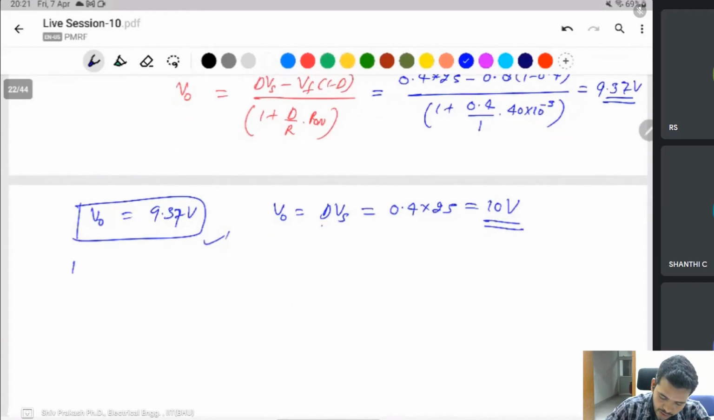And what is the output current? Output current is V output divided by the resistance. Resistance is 1 ohm, so 9.37 divided by 1 is 9.37 ampere.